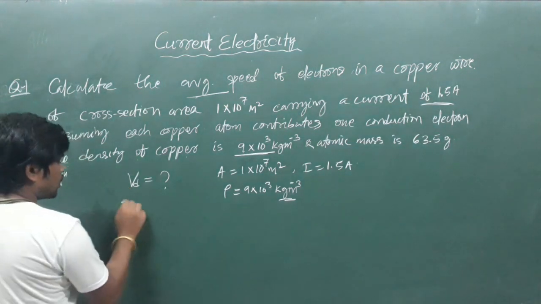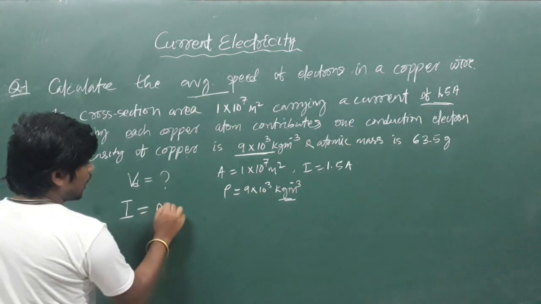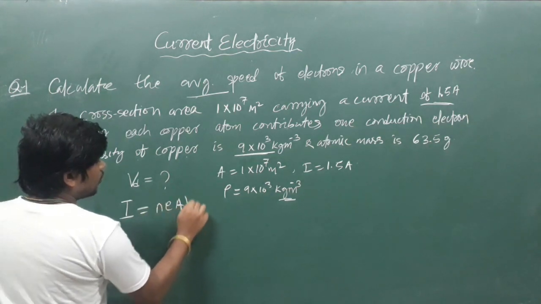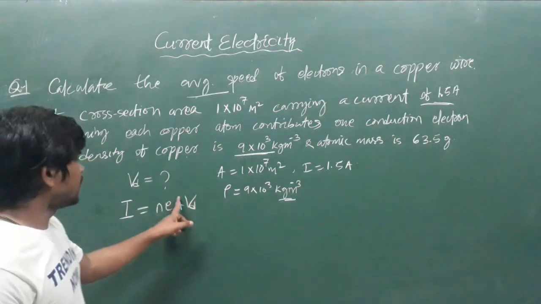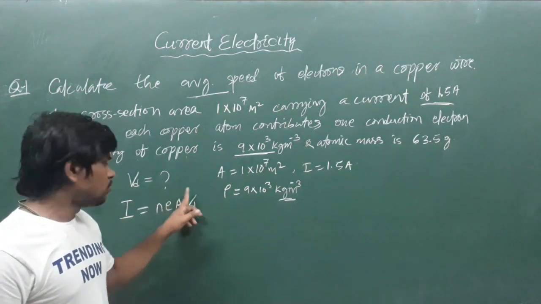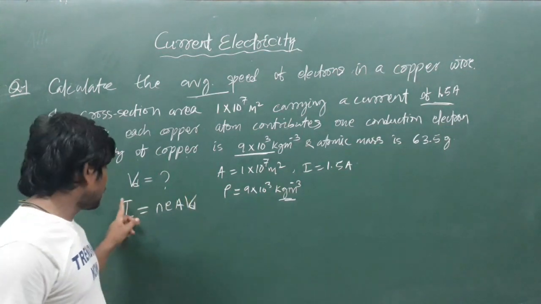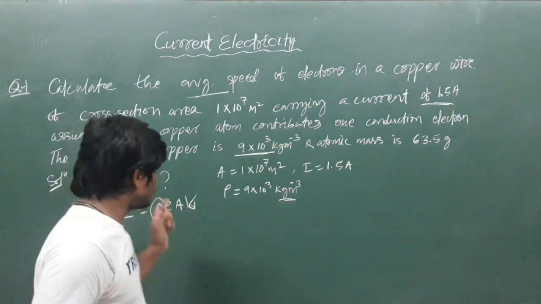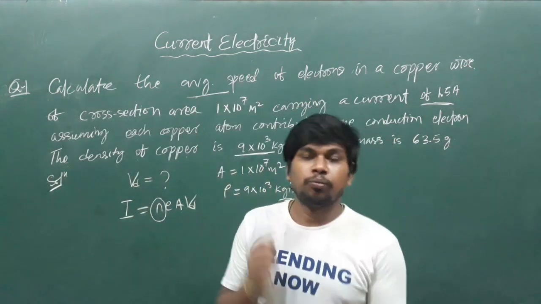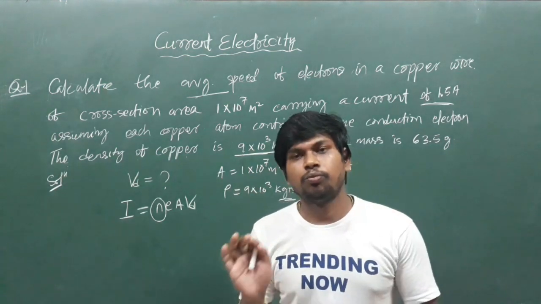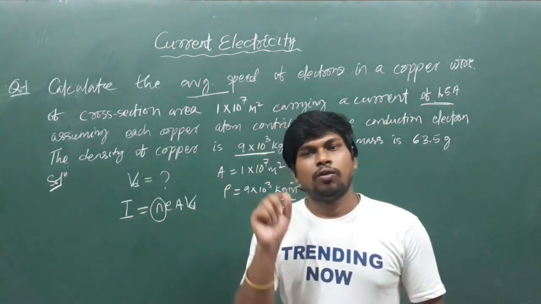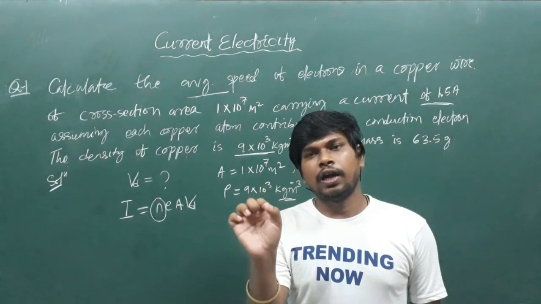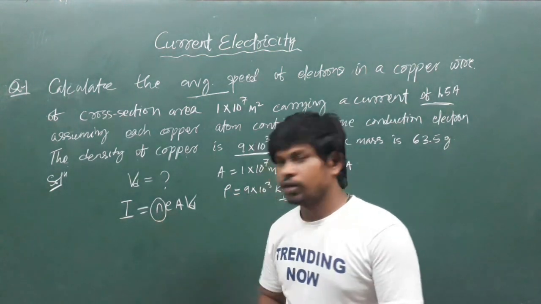Do you know the relation between current and drift velocity? I equals n e A VD. So area is given, charge of electron you know, VD they are asking and current is given. You need to find out this number n. What was that? That was the number of electrons per unit volume. 1 meter cube mein kitna electron hai, that is known to be n.